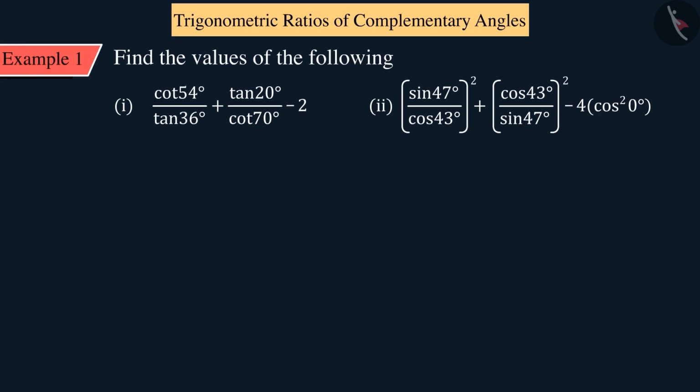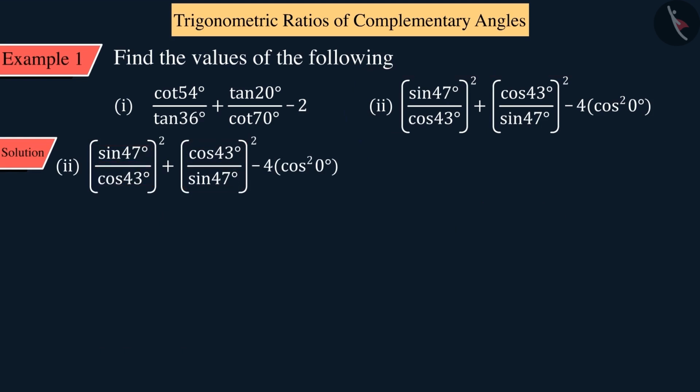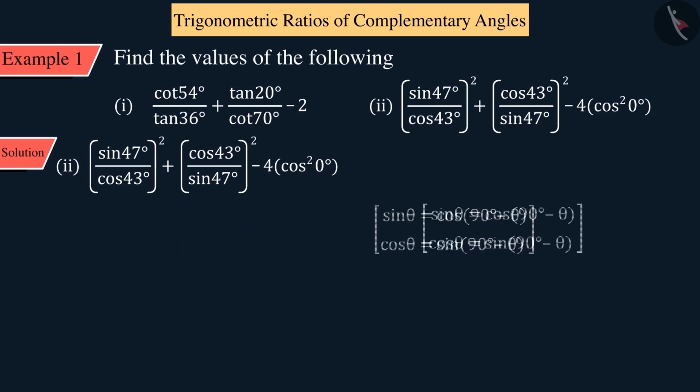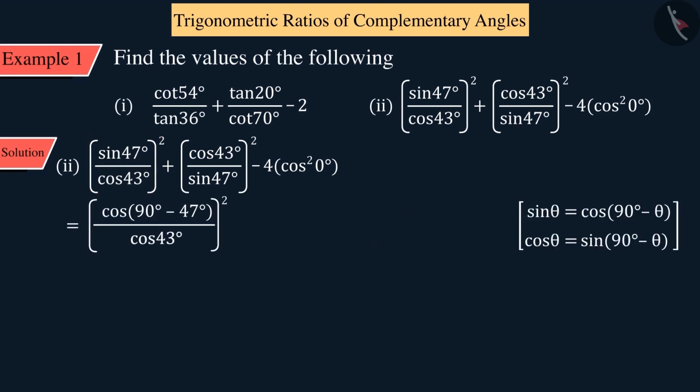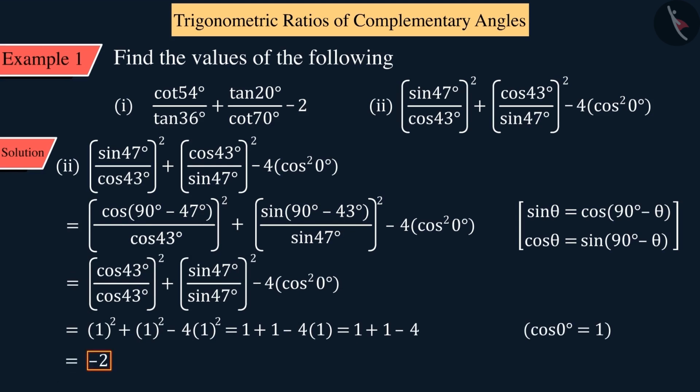Similarly, if we talk about the second part of the example, this expression is in sine and cos, the first two terms of which are complementary angles. And we know that sine theta equals cos(90 degrees minus theta) and cos theta equals sine(90 degrees minus theta). So here, in the first term, we change sine to cos, and in the second term, change the cos to sine. After solving further, we get the value of the given equation as -2.